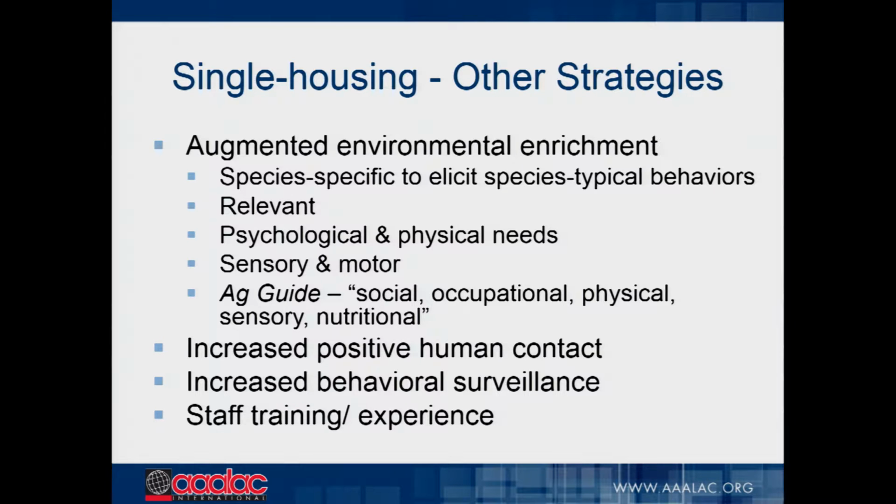So I've mentioned when there is single housing, these other strategies we like to see employed. So this is really a conversation between the investigator, the attending veterinarian, and the IACUC about how you'll house the animals. And if they are singly housed, that's not the end of the conversation. What other things might we employ to improve their overall well-being? So anything to elicit appropriate behaviors in a context that's relevant for the particular species, in consideration of their psychological and physical needs, sensory, motor. The Ag Guide really has what I think are some very interesting terms, this social enrichment or occupational enrichment or physical enrichment to satisfy the senses of the particular animals in question. I think that's a real nice description of a way to think about how to enrich the environment of animals that are housed singly. And then, of course, positive human contact, increased monitoring of behaviors.